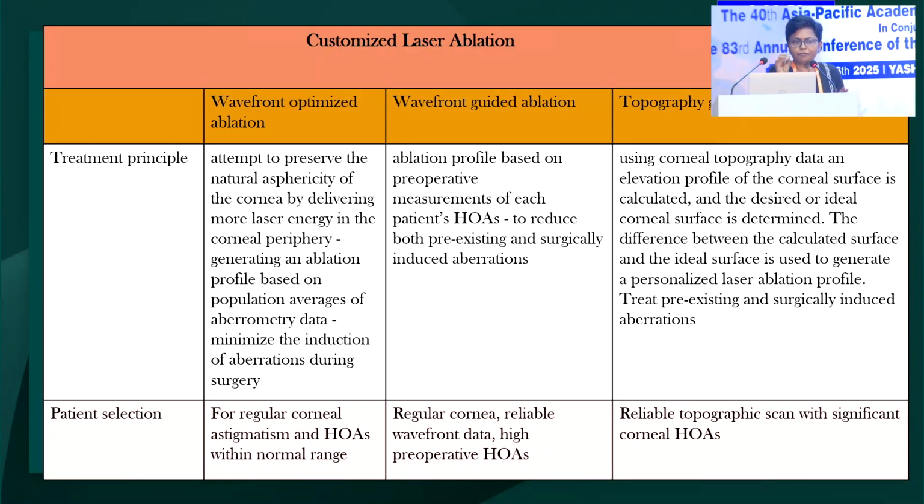In wavefront guided, we consider the higher order aberrations of the given patient, and then we try to smoothen them to make it ideal. In topo guided, we take the topographic data of the patient, the elevation points and depression points, and then we compare it with the ideal topographic picture, and whatever up and down is coming, we ablate it. That is how the customization was happening.